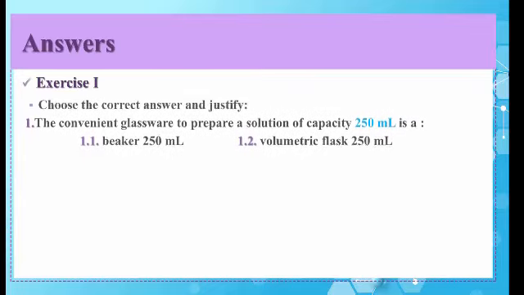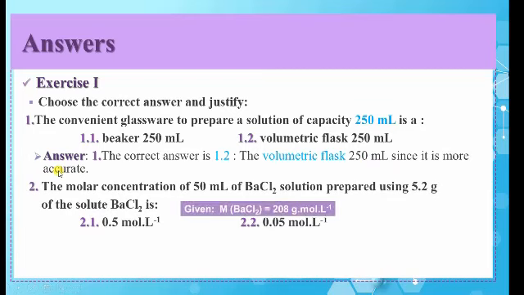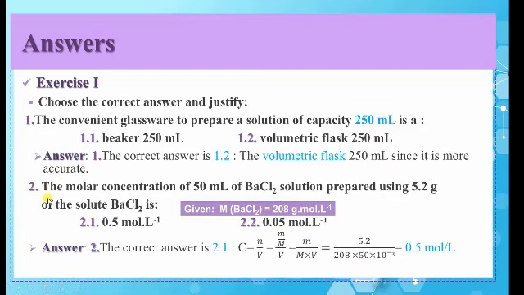Okay, exercise number 1. The correct answer is the 250 milliliter volumetric flask because it is more accurate. Second choice, it is 0.5 mole per liter, because when we make the calculation of the concentration using the formula n over V, and instead of n we use m over molar mass, the result is 0.5 mole per liter after making the calculation.